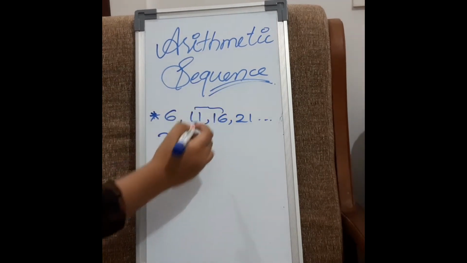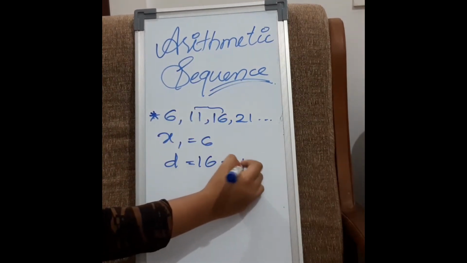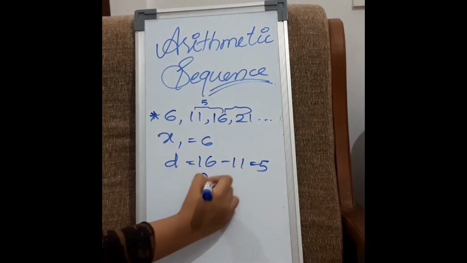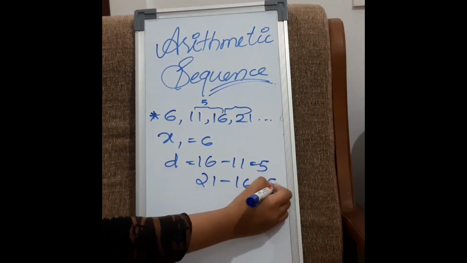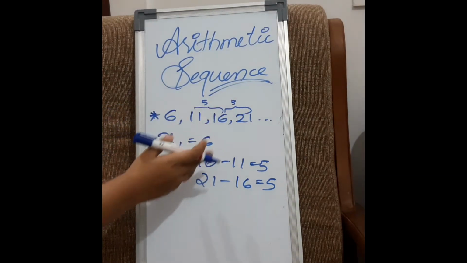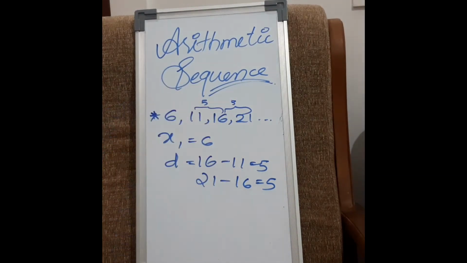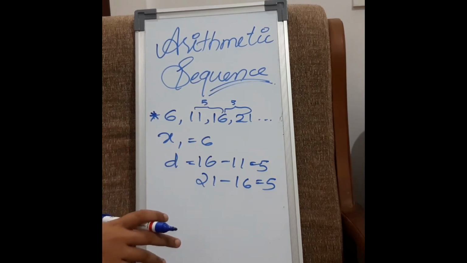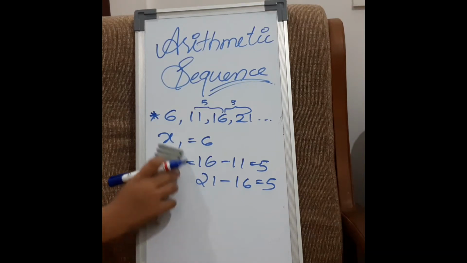For example, we can take 16 minus 11, that is 5. Or we can find the difference of 21 minus 16, which is also 5. So the common difference is the same between any two consecutive terms. That's how we find the common difference: the difference between any two consecutive terms.